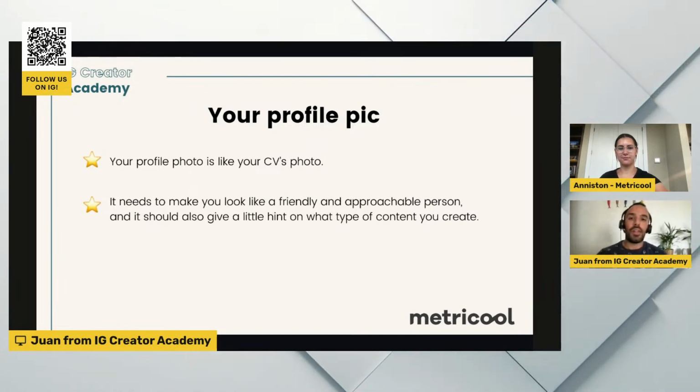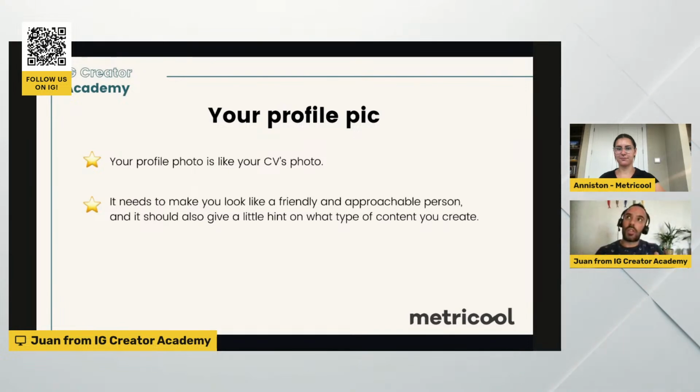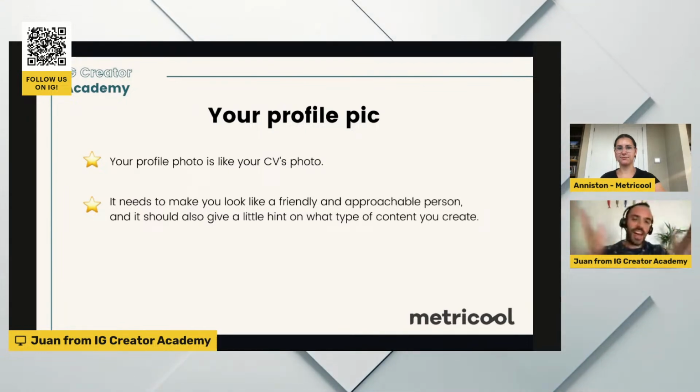For example, I've seen a lot of photographers who are holding a camera in their profile photo, so it tells people right away what type of account you have. Or if you are in the food industry, maybe holding kitchen utensils or wearing a chef hat, something like that.